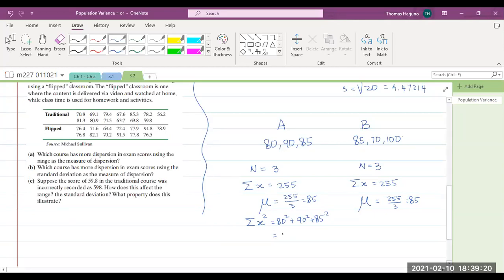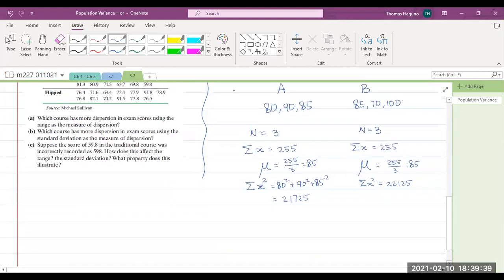That's 21,725. Now the sum for x squared in part B is 85 squared plus 70 squared plus 100 squared. I get 22,125. Okay, in your test, you don't need to show me this. Just give me the result for that sum of x squared right away.